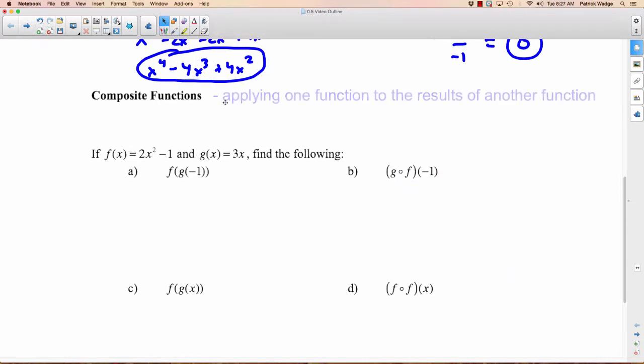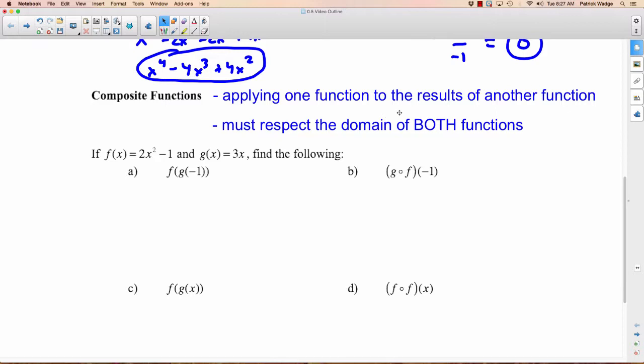Okay, moving on to composite functions. These are functions of functions, applying one function to the results of another function. And we have to look at the domain of both functions.